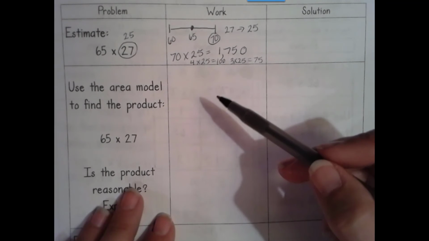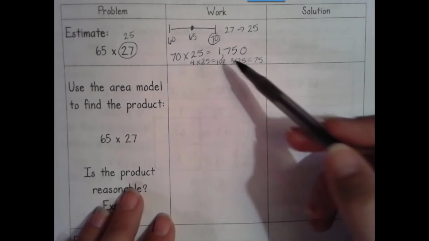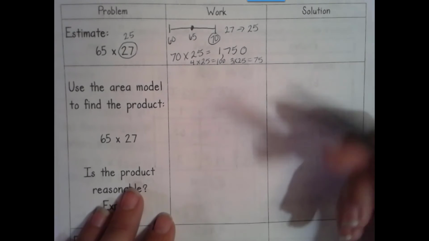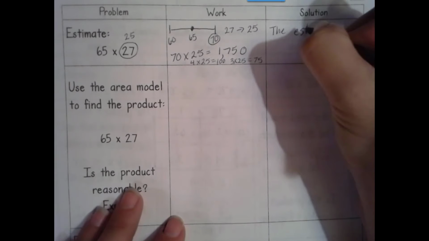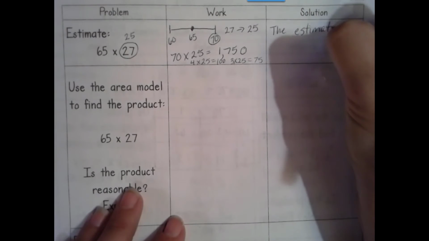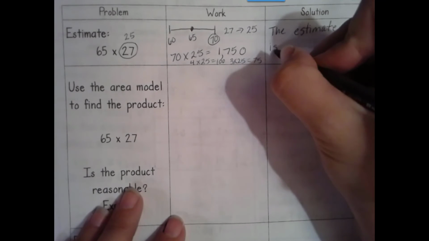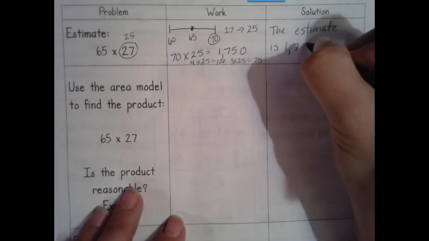Now if you rounded, then you would have gotten 2,100. So that estimate also works. The estimate is 1,750.